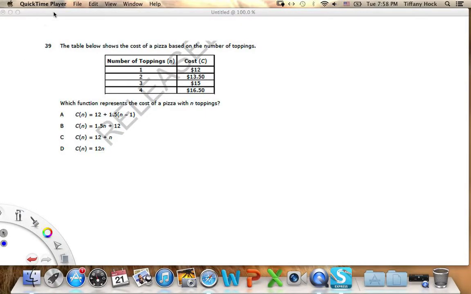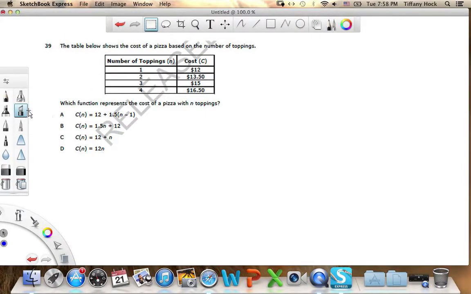Okay, question number 39 here. It says the table below shows the cost of a pizza based on the number of toppings. Alright, so we have this table that gives us the number of toppings and the cost. And it says, which function represents the cost of a pizza with n toppings.